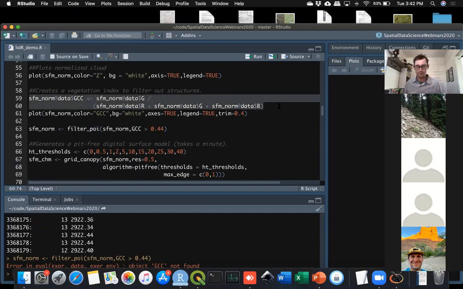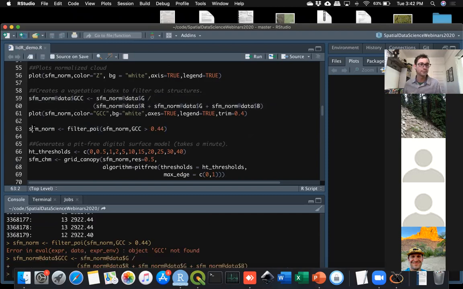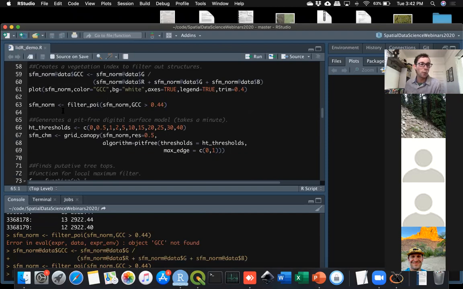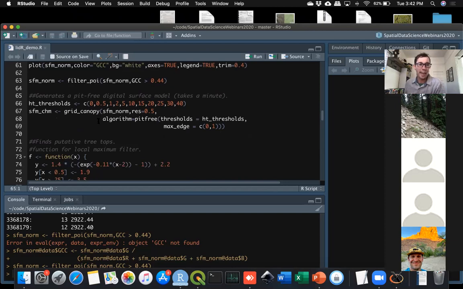Oops, forgot to run this line. All right, so now that I've got my normalized and filtered point cloud, I'm ready to model the canopy surface. And there I'm using a function called grid_canopy. And that's going to use a pit-free algorithm. And that's an algorithm that tends to produce cleaner canopy surfaces than just a naive approach, like say taking the highest elevation point within a given raster cell.